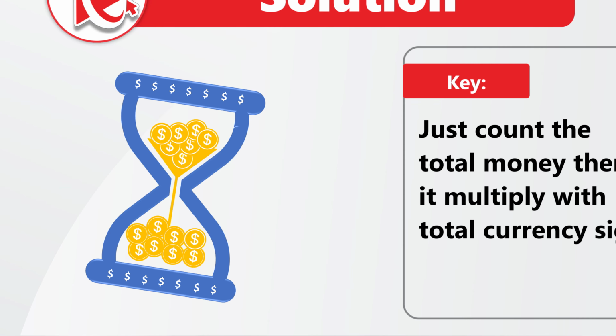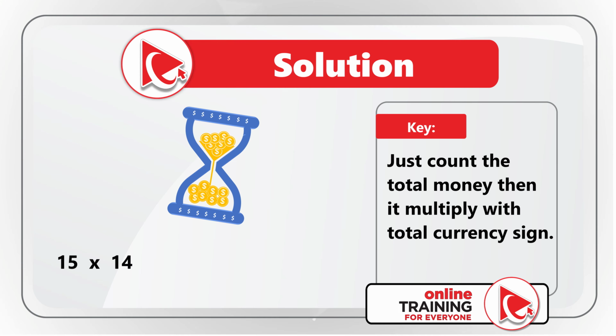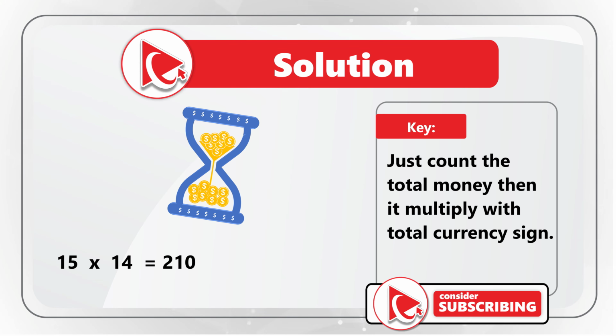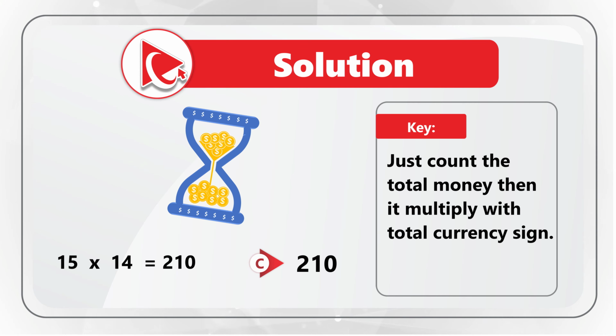And there are $7 signs at the top and $7 signs at the bottom. So the total calculation would be 15 coins multiplied by 14 dollar signs, and the total would be 210. So the correct answer here is choice C, 210. Did you solve it on your own? Please make sure to share your experiences in comments.